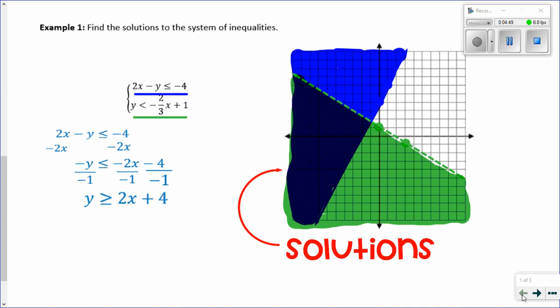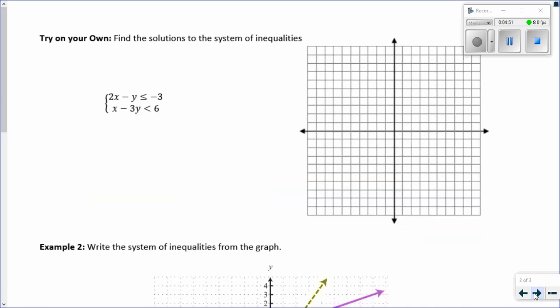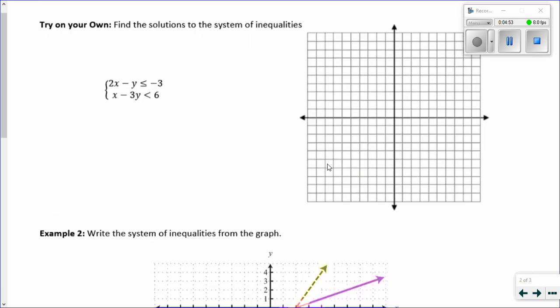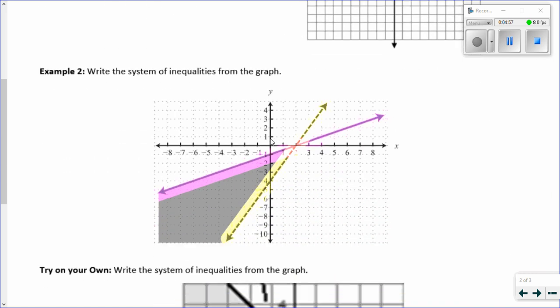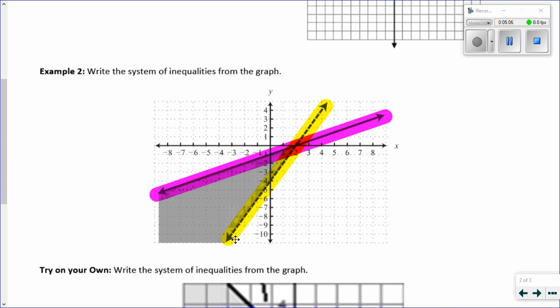Okay, next one. You guys are trying this one on your own. And then we're going to do this one where you can kind of see. So this one was just asking me to write the system of inequalities. Again, I like to color code it. That's really all I did on the graph. So this dotted one I made yellow, the solid one I made purple, and I just worked with it by color to help keep it straight.